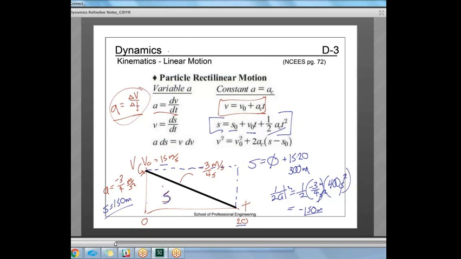Yes, if the velocity were constant, the slope of that graph would be 0, the acceleration would be 0. There'd be no change in velocity over time. Absolutely.